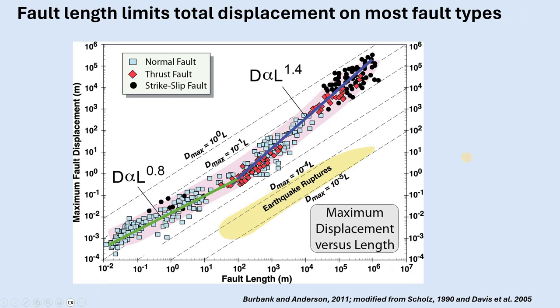So just to summarize here, the key takeaway is that there's a strong relationship between fault length and total displacement. That goes not only for normal faults shown in blue, but also for thrust faults shown in red, and possibly for strike-slip faults shown in black. So here's that maximum displacement, and here's fault length. Each of these dots is an individual fault. So we see the longer the fault gets, the more the total displacement becomes.